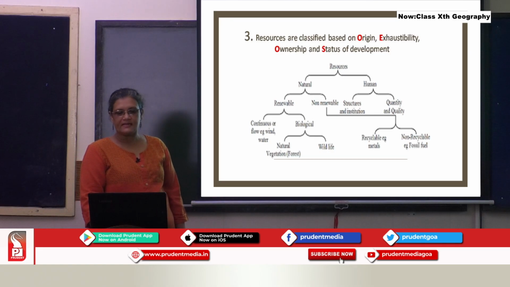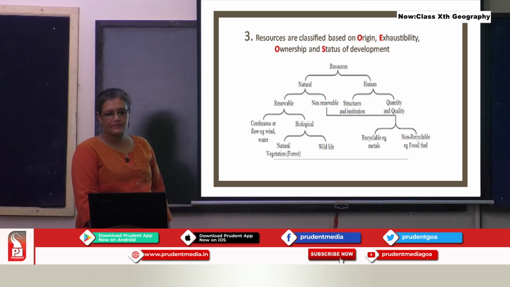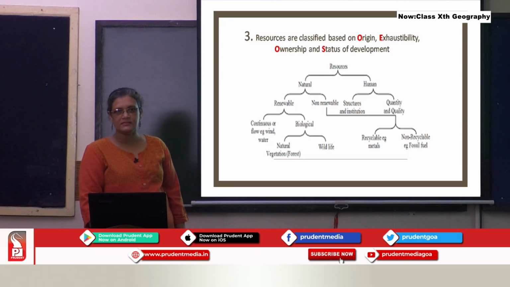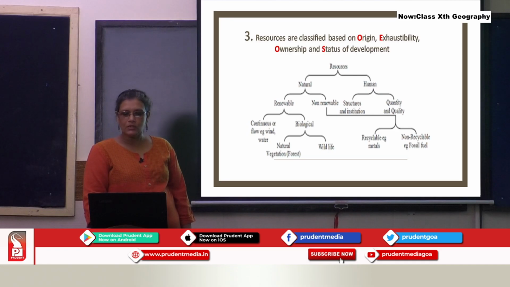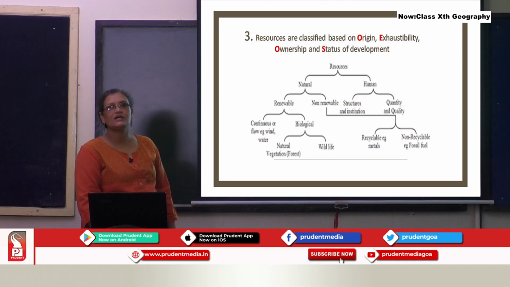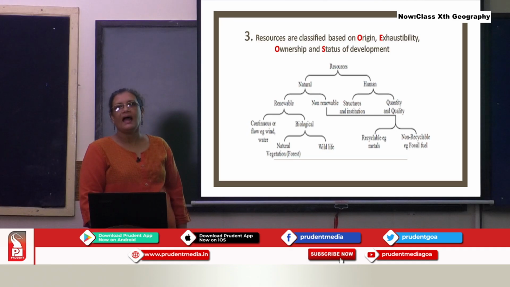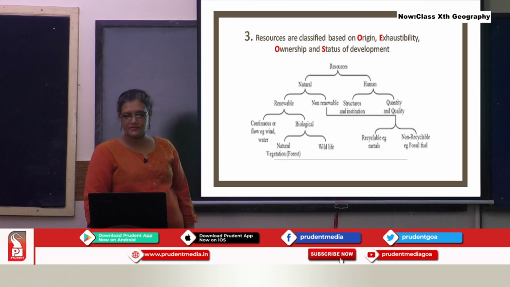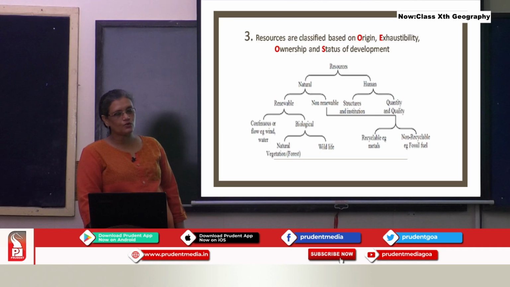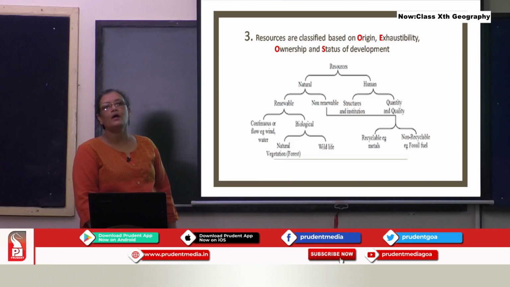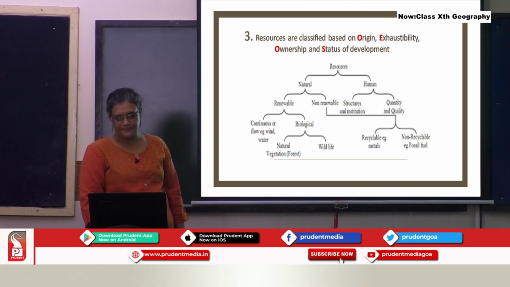While on the human side, the resources that we make can be structures and institutions, as mentioned earlier. Also, we have resources which have a certain quality and quantity which we need to determine. Sometimes these resources are recyclable while others may not be.